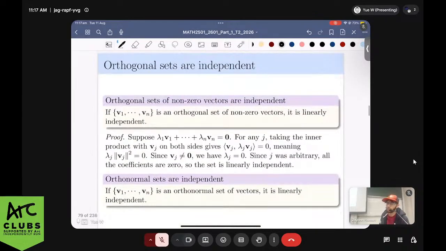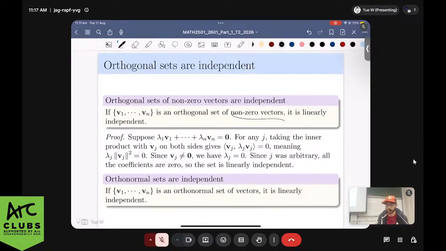Okay. A useful property is that an orthogonal set of non-zero vectors is linearly independent. Why are we specifying non-zero? Because if you have 0 as a vector in the set, it can't be linearly independent. It has to be dependent. So as long as none of these are 0, then this is independent. The proof is you just assume the linear independence condition, and you want to prove all the scalars are 0.